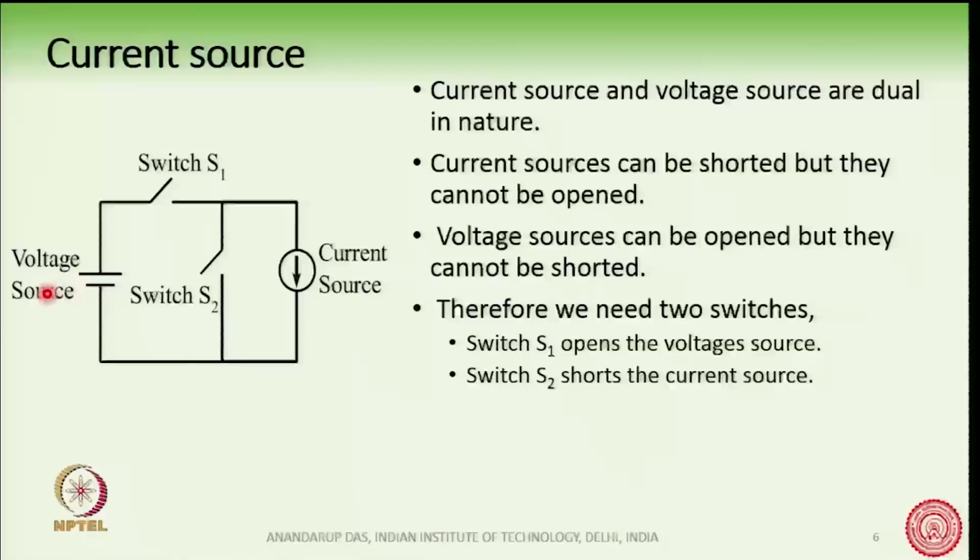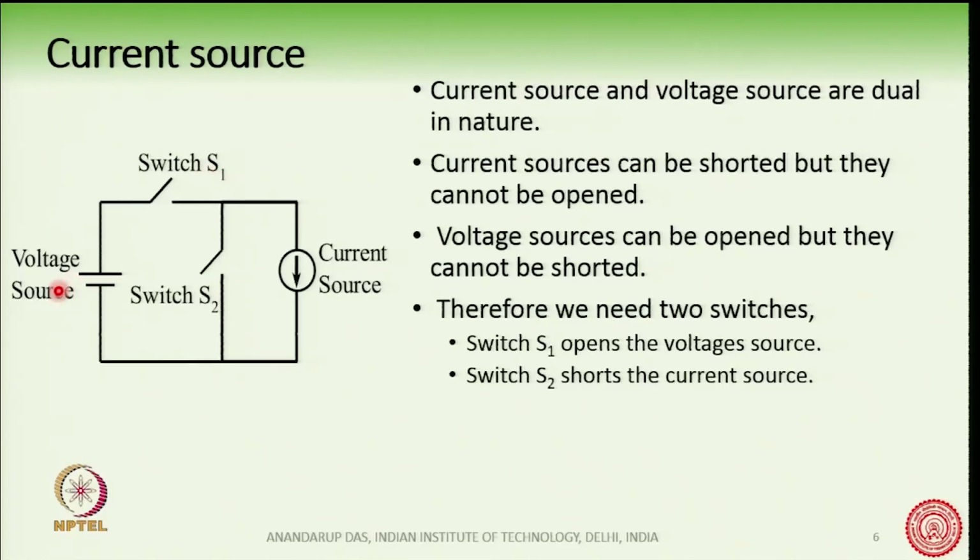So, now therefore, in order to satisfy the property of both the voltage source and the current source, we need two switches, switch S1 here and switch S2 here. Basically, we are transferring power from the voltage source to the current source using two switches here. So, what are the functions of these two switches?